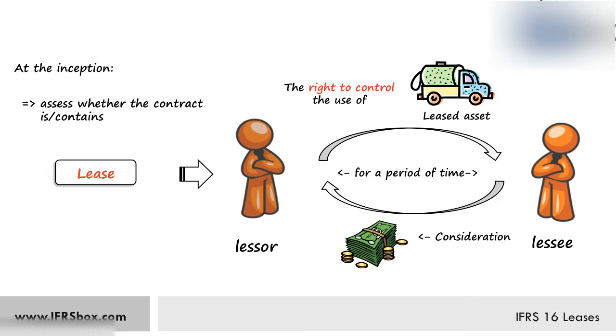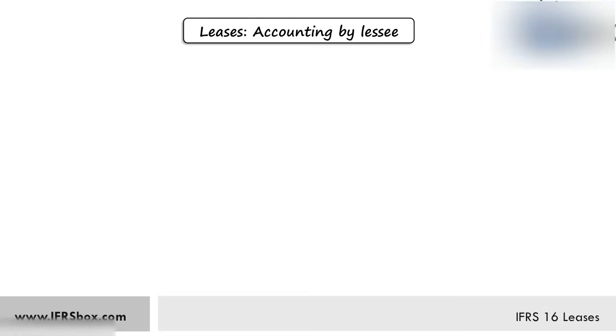But let's focus on the accounting for leases, and we'll start with accounting by lessees. The big change in IFRS 16 in comparison with older IAS 17 is that lessees do not classify the leases into finance and operating anymore. No classification. Lessees need to account for all leases in the same way, well, except for two optional exemptions that I just mentioned a minute ago.